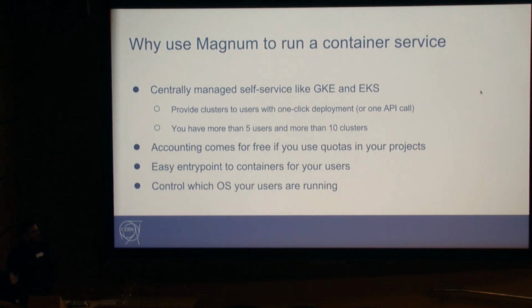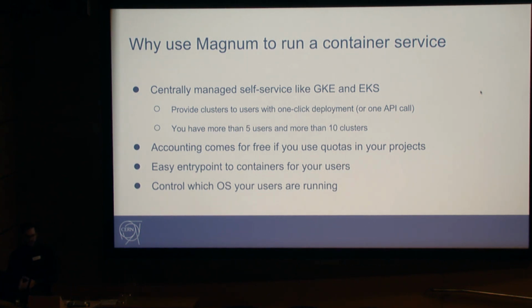And the next slides are the most important ones that I wanted for this talk. So why would you want to use Magnum in the scientific space? If you have an on-premise cloud, even a small one, and you have many users, you might want to run a managed self-service container service. This is very similar to Google Container Engine and the new Amazon Kubernetes service, where you describe what kind of cluster you want, and with one API call or one click, you have your cluster running.